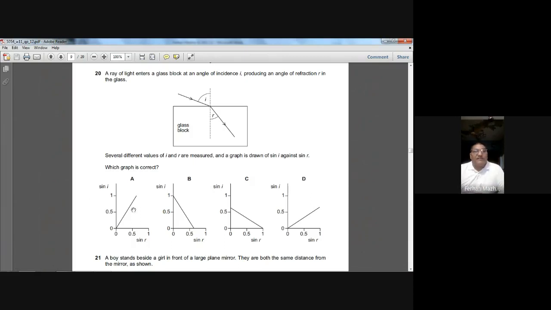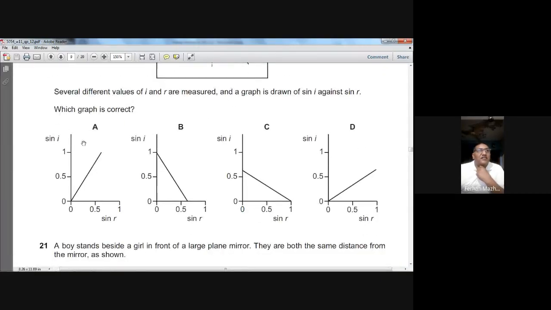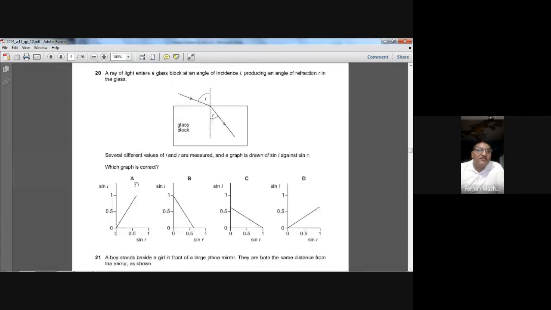Now look at graph A. Let me increase its size so you can clearly understand what I'm saying. Look at graph A. Here, its rise is approximately 1 and its run is approximately 0.6. So when you divide rise by run, it will be 1 divided by 0.6 and it will be more than 1. So A is the option. A is the right graph representing the ratio of sine I to sine R. I hope you have understood. It was a little tricky question. It's not an easy question.